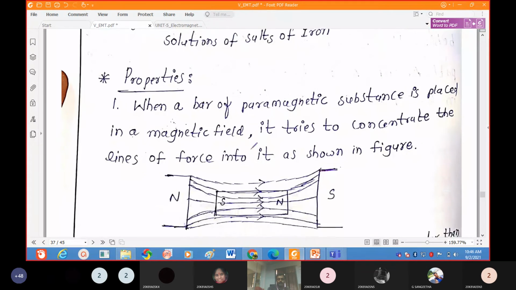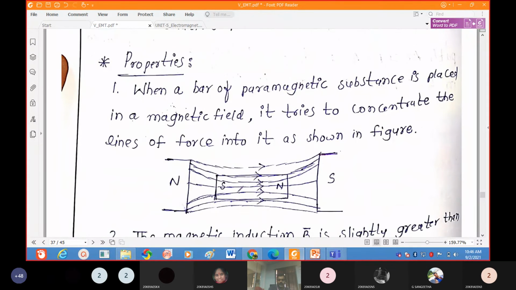Now properties. See here, this is the diagram. When a paramagnetic substance is placed in a magnetic field, it tries to concentrate the lines of force into it. In that material, the number of lines per unit volume, that is the H value.